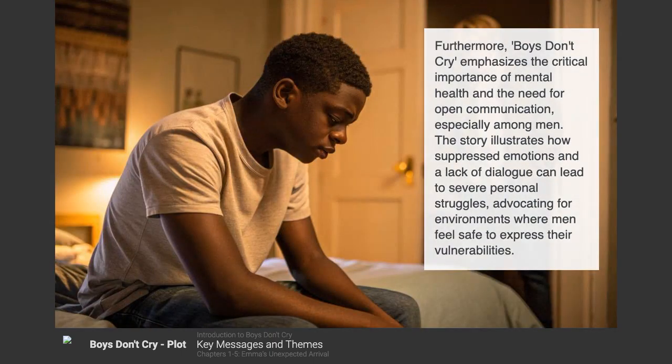Furthermore, Boys Don't Cry emphasizes the critical importance of mental health and the need for open communication, especially among men. The story illustrates how suppressed emotions and a lack of dialogue can lead to severe personal struggles, advocating for environments where men feel safe to express their vulnerabilities.